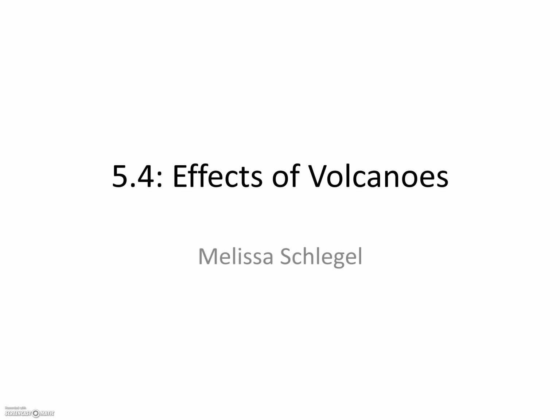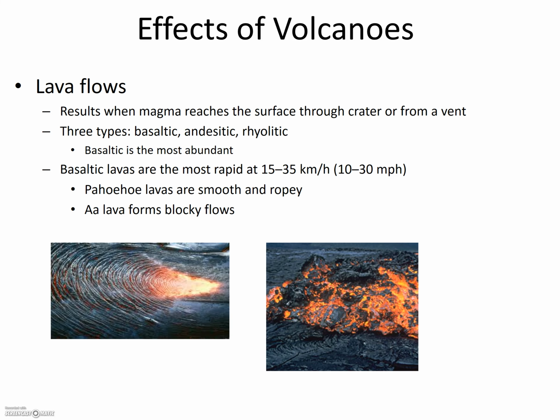5.4, Effects of volcanoes. Lava flows result when magma reaches the surface through a crater or from a vent. There are 3 types: basaltic, andesitic, and rhyolitic. Basaltic is the most abundant and the most rapid, at 15 to 35 kilometers per hour. Pahoehoe lavas depicted here are smooth and ropey. A'a lava is also depicted here, and forms blocky flows.